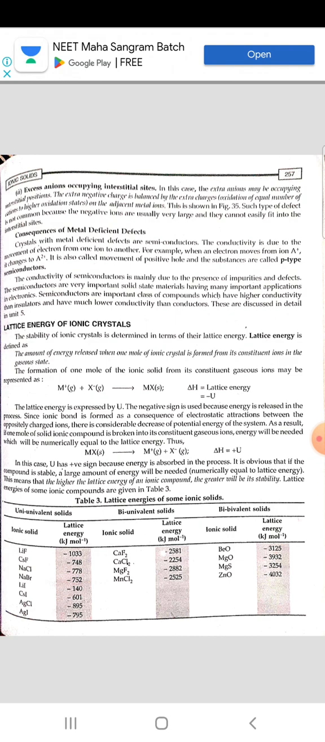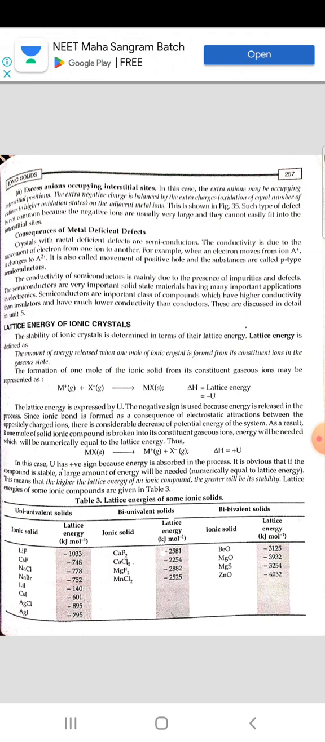This is shown in figure 35. Such a type of defect is not common because the negative ions are usually very large and they cannot easily fit into the interstitial site. Consequences of metal deficient defects. Crystals with metal deficient defects are semiconductors. The conductivity is due to the movement of electrons from one ion to another. For example, when an electron moves from A+ to A2+, it is also called movement of a positive hole, and the substance is called a p-type semiconductor.